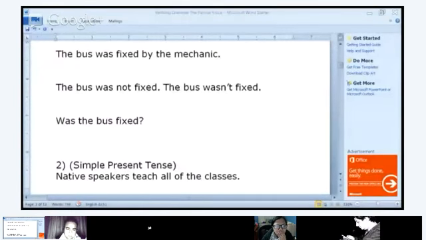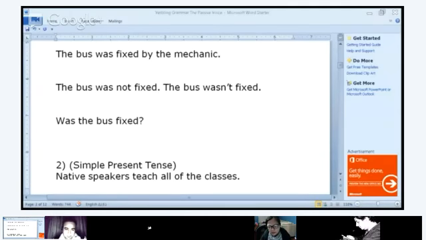How about this next example? Native speakers teach all of the classes. Can I get a negative version of this and a positive, and a question version of this? Do we have to write it or speak? Well, for now, please try and write it into the chat box. You don't have to write the entire question. In the active or in the passive form? No, in the active, please.